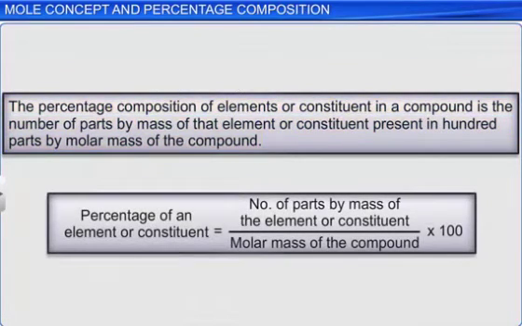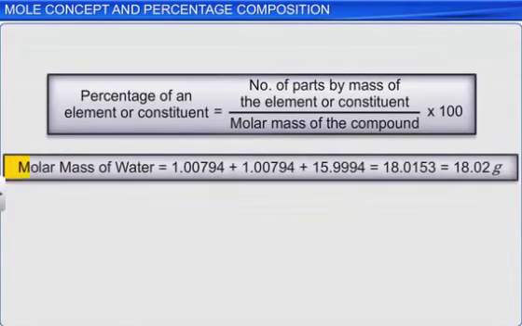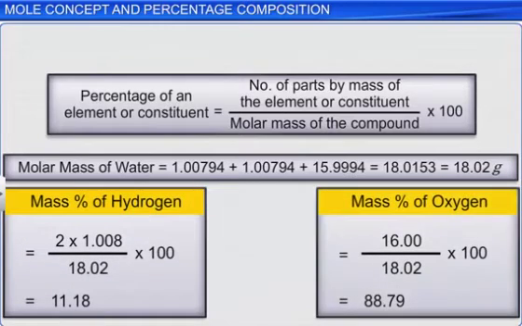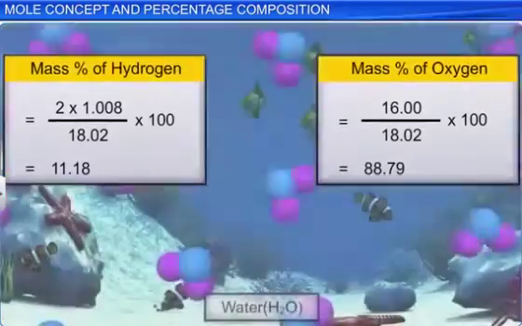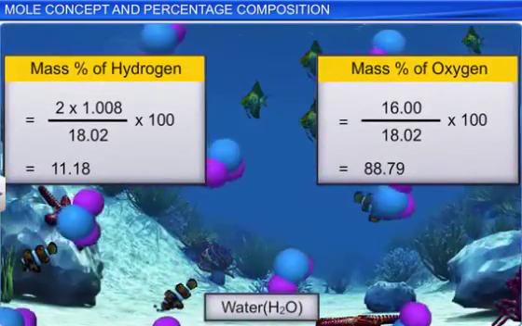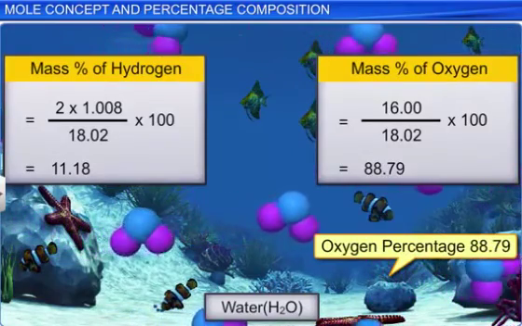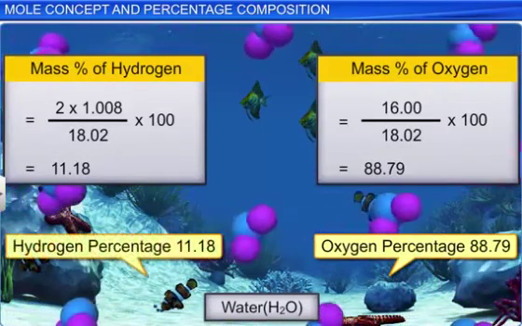Let's look at an example. We know that the molar mass of water is 18.02 grams. Based on this, we can calculate the percentage of hydrogen and oxygen as shown. Thus, the percentage of oxygen and hydrogen in water is 88.79 and 11.18 respectively.